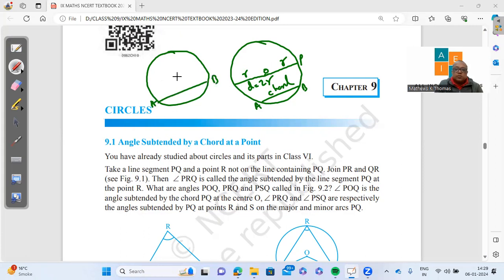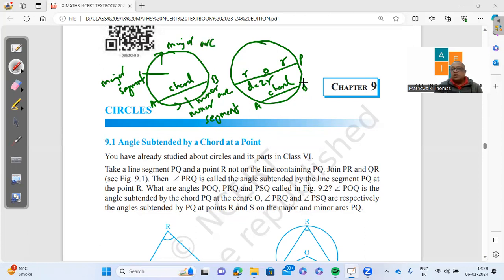Now, a chord divides the circle into two parts. One is a smaller part, and there is a bigger part. The smaller part is called the minor segment. This is a segment. And this bigger part is called the major segment. So segment is the region between the chord and the arc. So if I'm going from A to B, here, this is called the minor arc. And if I'm going from A to B the longer way, that is called the major arc.